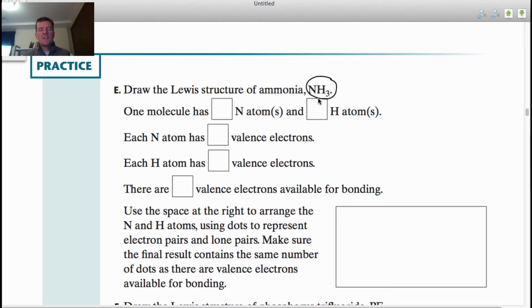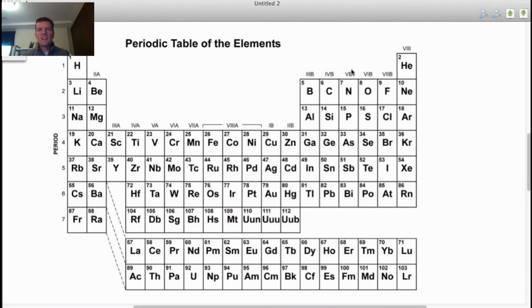All you have to do is think about where these are on the periodic table. If I look at nitrogen on the periodic table, that is in group 15. So it has 5 valence electrons. So nitrogen's symbol is going to look like this. 1, 2, 3, 4, 5. It has 5 valence electrons, and look at this. It has 1, 2, 3 spots that it would like to fill.